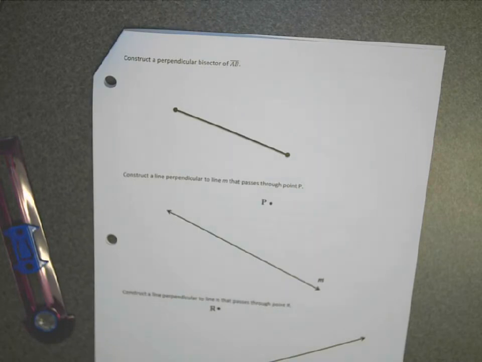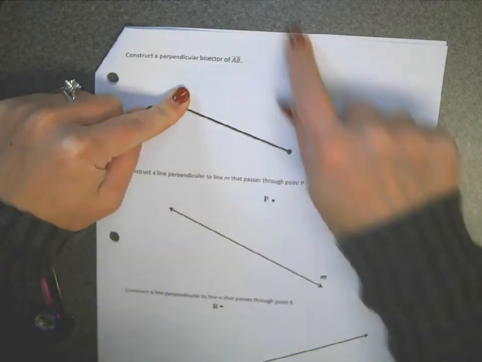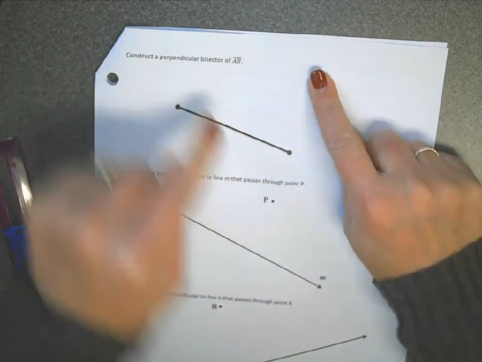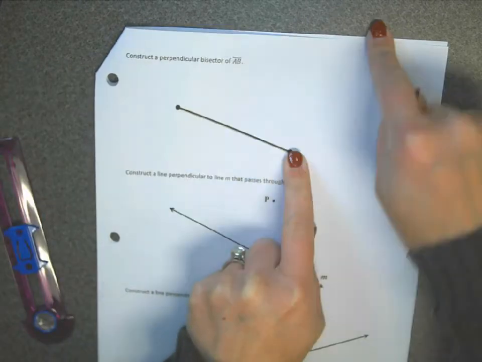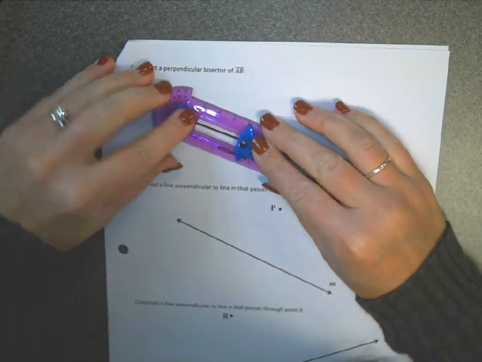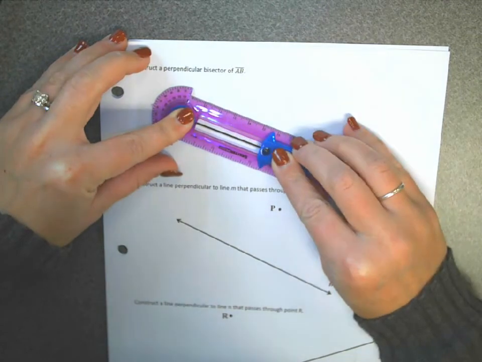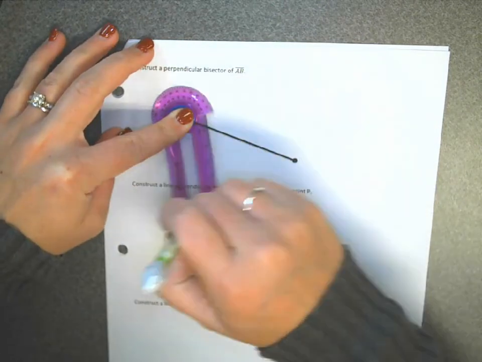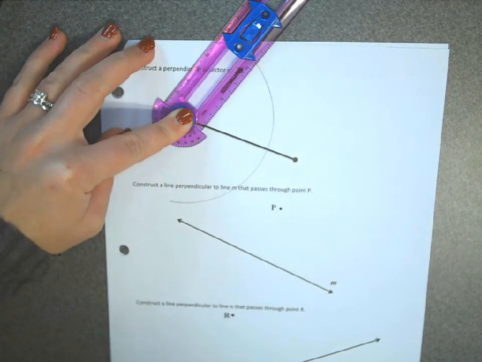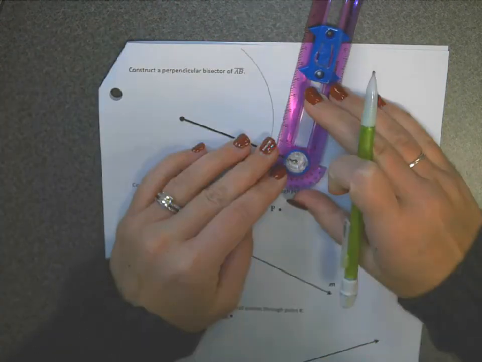Okay, so you go from one point and you make an arc, right? And then you go to the other end and you make the same exact arc, right? So we have to go further than halfway. If you went all the way, that's fine, but I have a feeling this one would go off the paper. So you just want to make sure you're beyond the halfway point. So draw the arc. Then we're going to slide to the other endpoint.